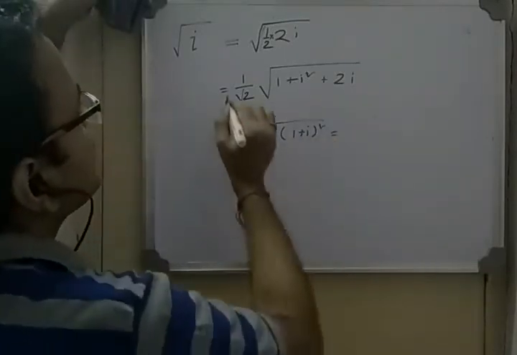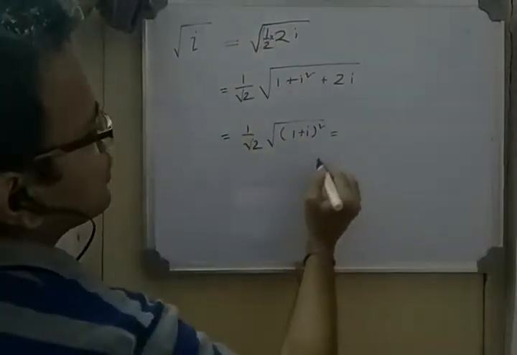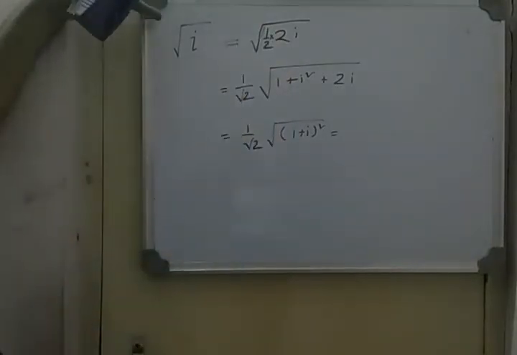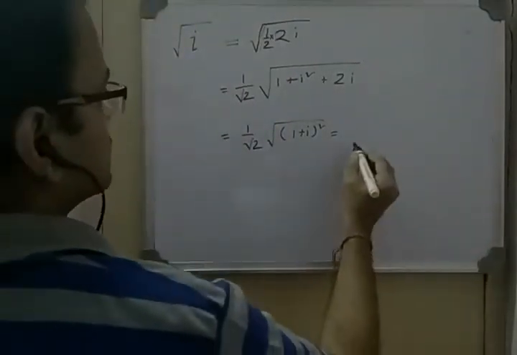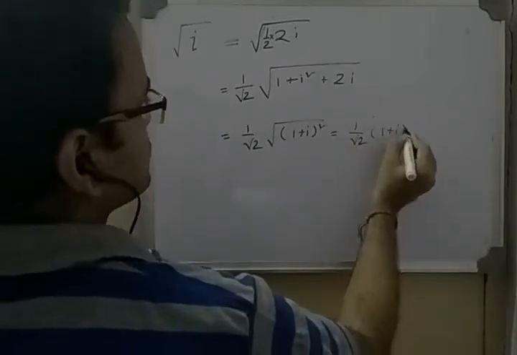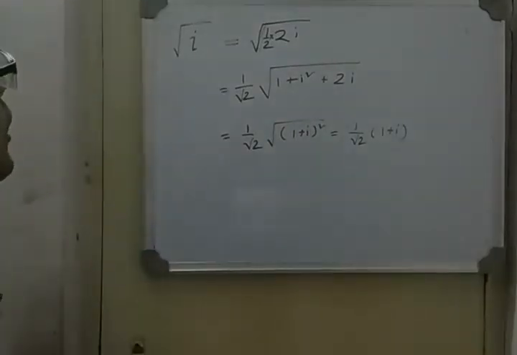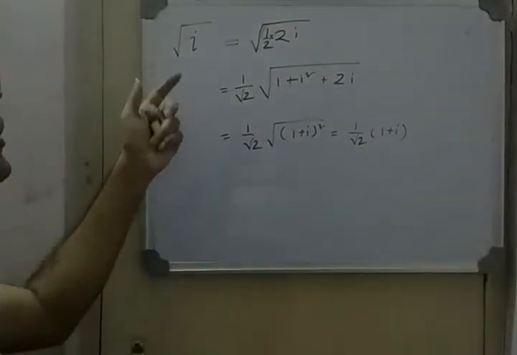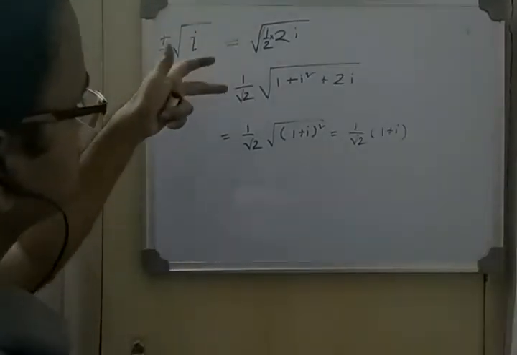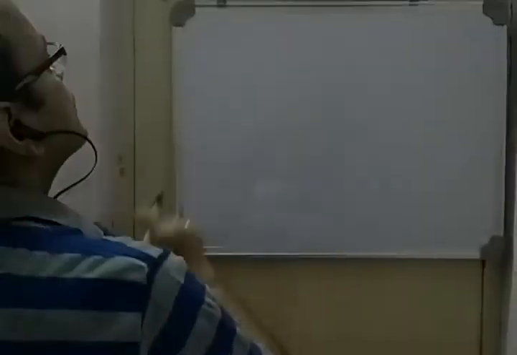So actually the answer is root i equal to 1 by root 2 into 1 plus i. The question is root i, so you can go this way, that's okay, because the sign is already assumed as plus. But normally if they ask what is the root of i, then you have to start with plus minus here, and the answer is plus minus 1 by root 2 into 1 plus i.